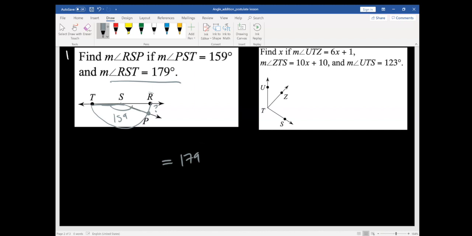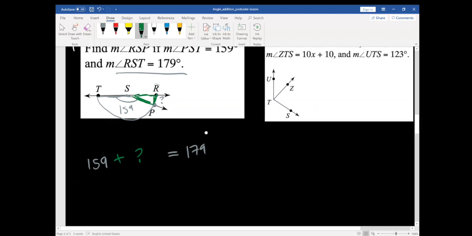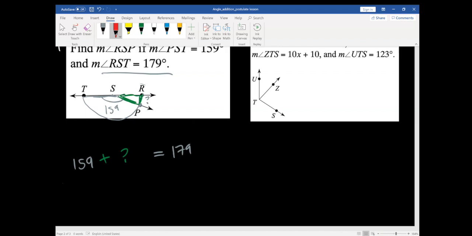So PST is 159, and we don't know what this angle is, right? So we're looking for this angle. But I do know that when I add that angle, I get 179. So in this case, I used a question mark just to make it simple on myself, but you could have also used X. So now to solve this, you can think about one way to do it is 159 plus what is 179. So if you said 20, you're correct, right? Because 159 plus 20 is equal to 179. Another way that you could have done it is subtract 159 from both sides. And you'll notice that you get the same answer. So you get 20.